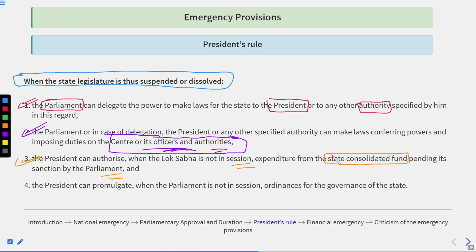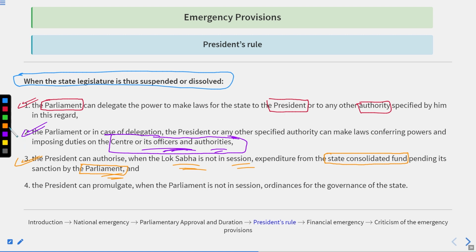So suppose the state was presenting the budget when it got dissolved. Then the parliament will have the power to make the laws on it. Okay, but right now we are assuming a condition that the Lok Sabha is not in session. Then what will happen? The president has the power that he can authorize expenditure from the state consolidated fund, which is to be sanctioned by the parliament. Why? Because the parliament's house, Lok Sabha, is not in session.